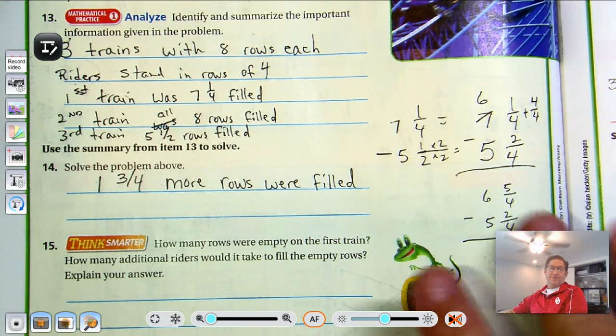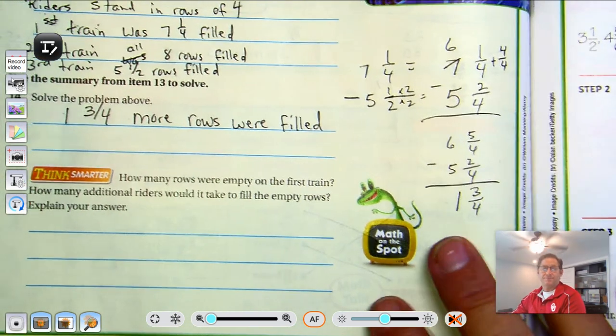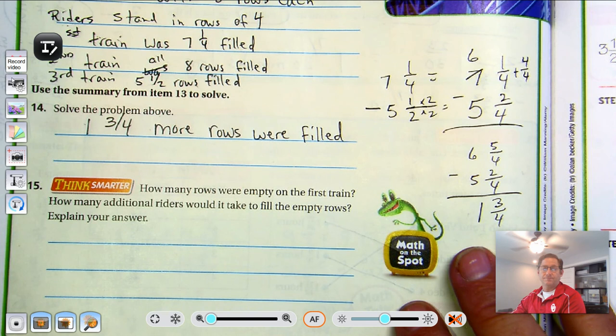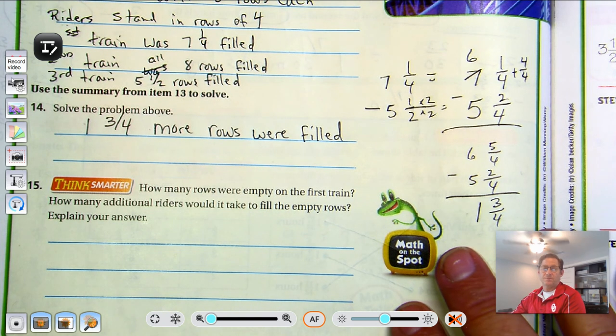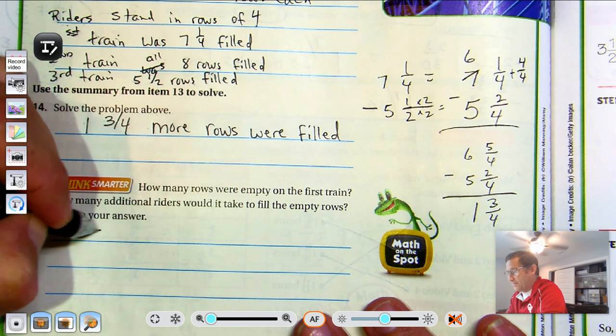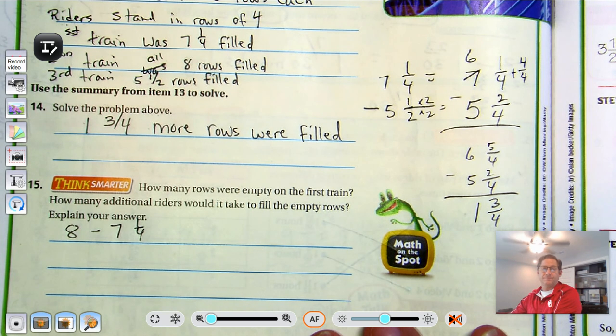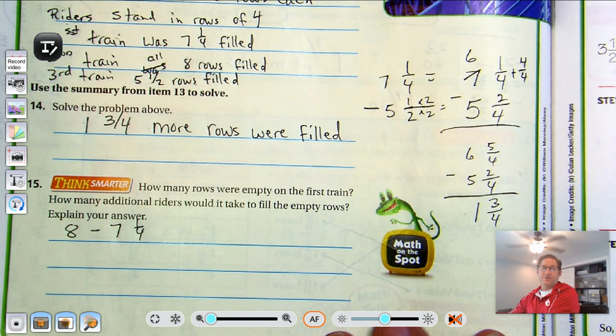And 15. How many rows were empty on the first train? How many additional riders would it take to fill the empty rows? Well, if there's 8 rows and the first train had 7 1/4, how many riders would it take to fill the empty rows?